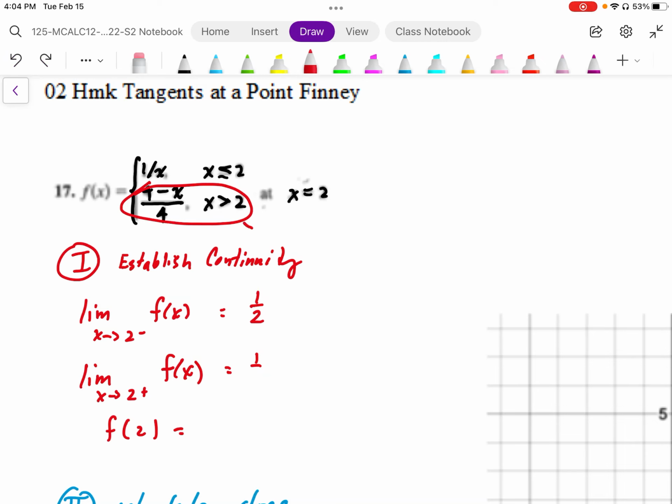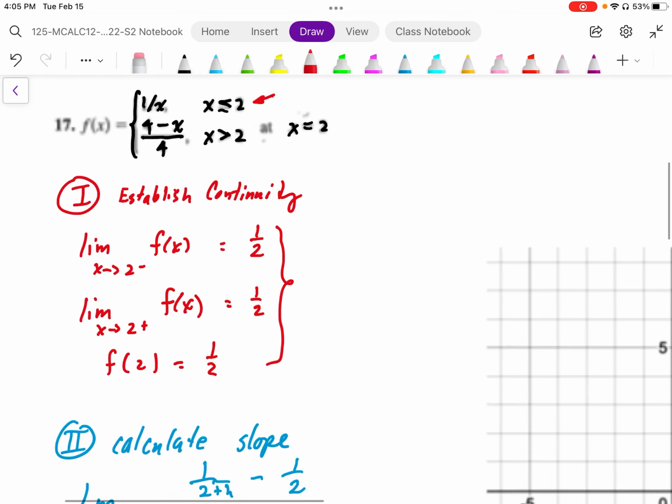So now we just have to make sure that the value at f of 2 is actually equal to 1/2. And if we use this one here, because that's when it's equal to 2, that confirms it. So this establishes, first of all, continuity. Without continuity, we cannot have a tangent. So that's the first part.